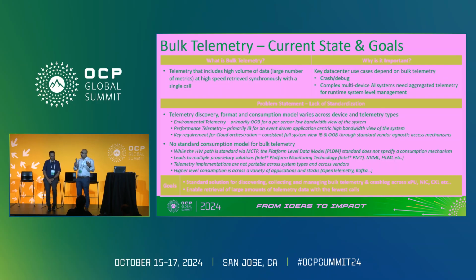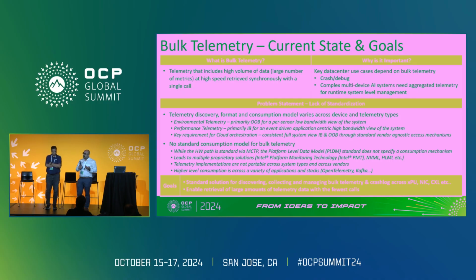But when you look at cloud orchestration overall, a key requirement is to drive a consistent full system view, both in-band and out-of-band. So you don't want to restrict certain types of information to one type of access mechanism. And you want to do this in a standard, vendor-agnostic way to be able to use that information as consistently as possible across your various systems.